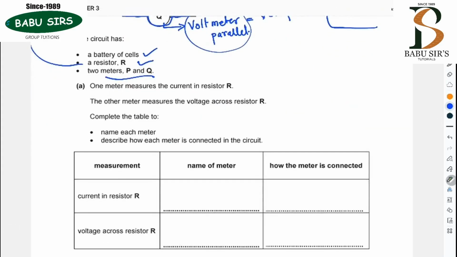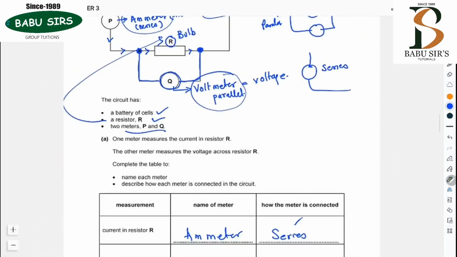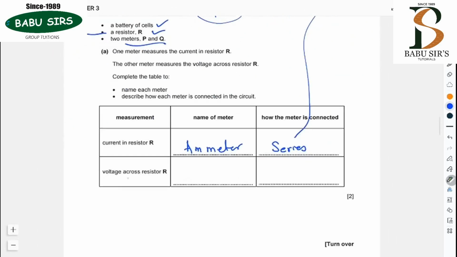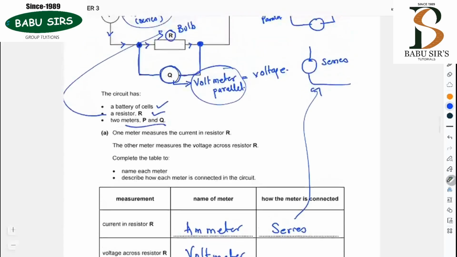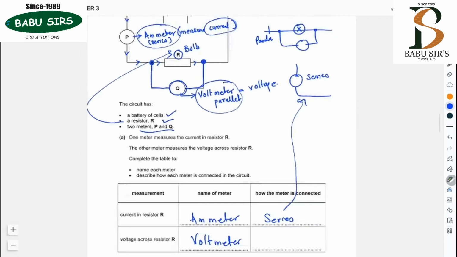Measurement. Suppose you want to measure the current, you use an ammeter. And how is the ammeter connected? Series. I have shown you here, see how it is connected. And if you want voltage, then you have to use a voltmeter. And how is a voltmeter connected? You can see it here. I have shown it is connected in parallel.